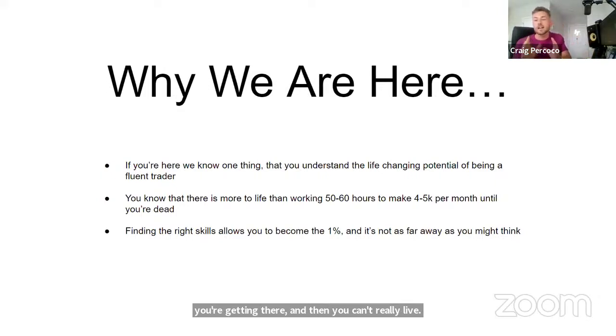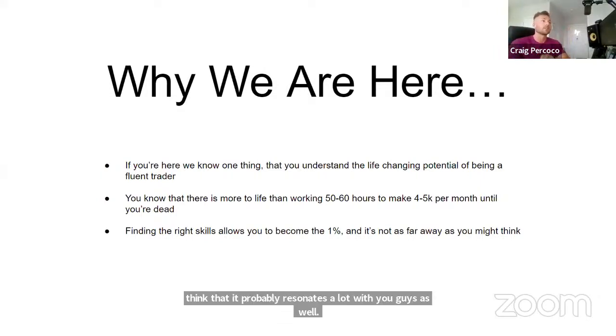We want to learn these high value skills so that we can get there a lot faster, open up the time frame for ourselves to live the way we want and live life when we should be living it. So that's something personally that drove me, but I think it probably resonates a lot with you guys as well. So, that's a big driving force as well.